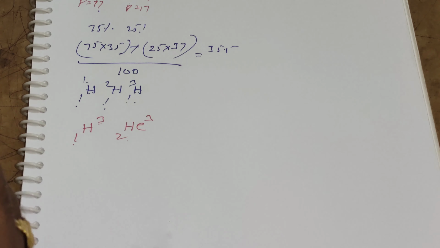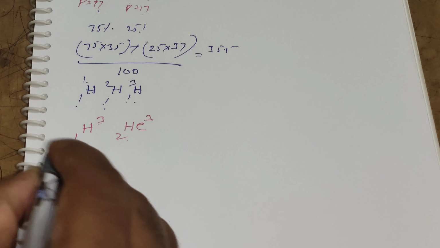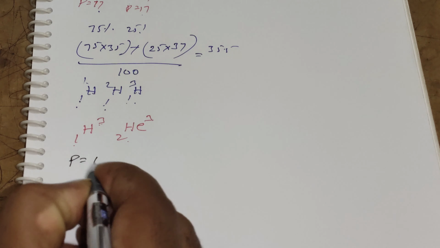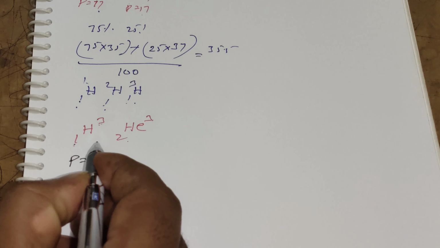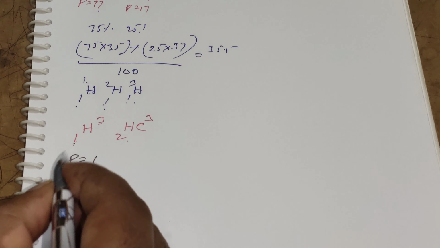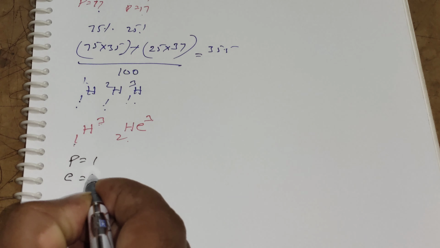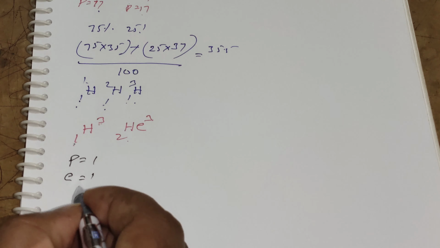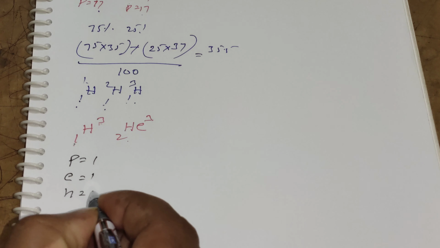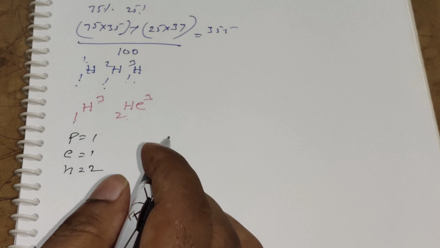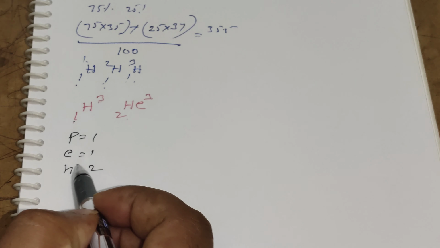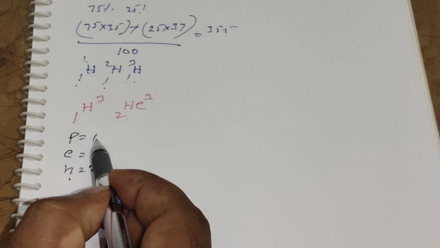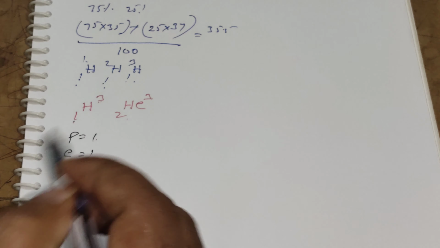And here in H-3 the number of protons is 1, that is the atomic number, and the number of electrons is also 1, and the number of neutrons is 2. Now the mass number is equal to the number of protons plus the number of neutrons, 1 plus 2, that is 3, the mass number.